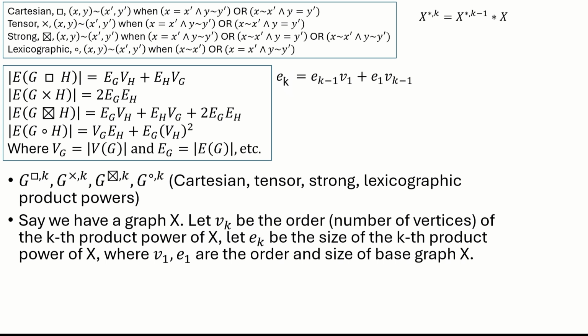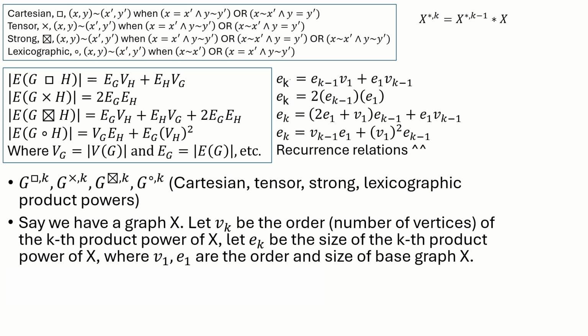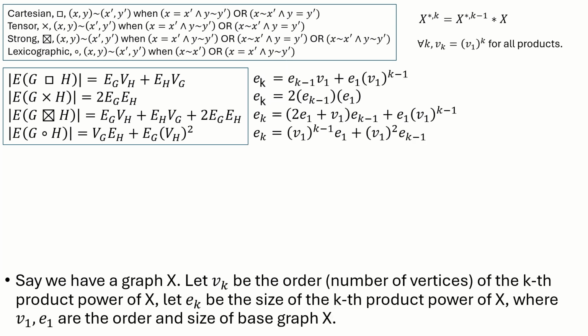We can apply these same substitutions to the rest of the expressions to get recurrence relations for the size of the kth power for all four of our products. Next, notice that for all k, v sub k is v sub 1 raised to the kth power, because the vertex set of the kth power is the Cartesian product of the original vertex set with itself k times. So we can replace v sub k-1 by v sub 1 to the k-1th power.